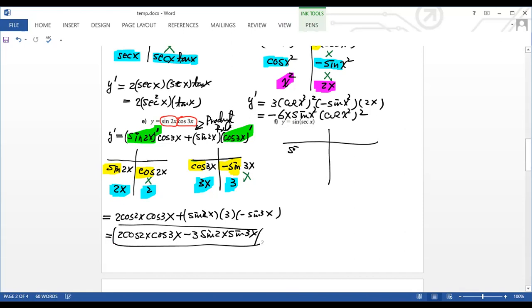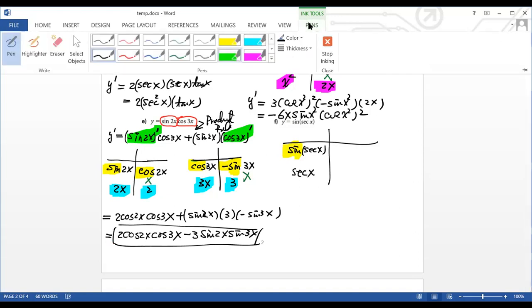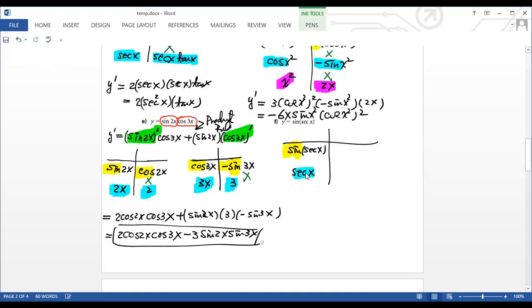So what is my first layer? My first layer is a sine. After you find the sine, what is your second layer? The second layer is secant x, right? So this is my secant x. Now I can take the derivative. Okay, sine, one more time.